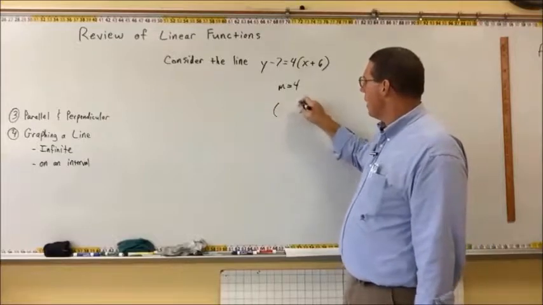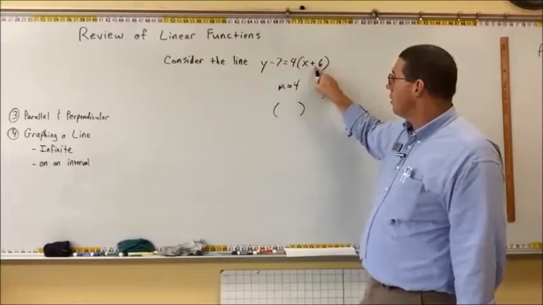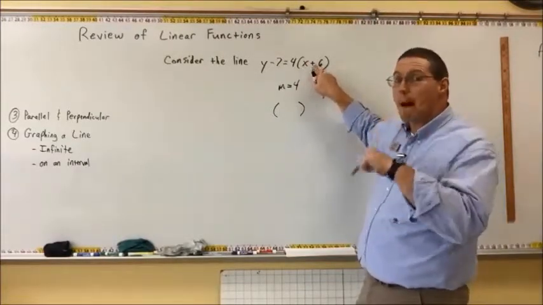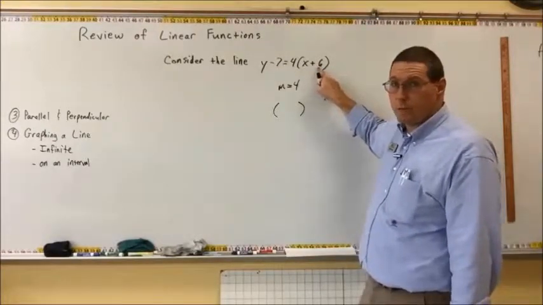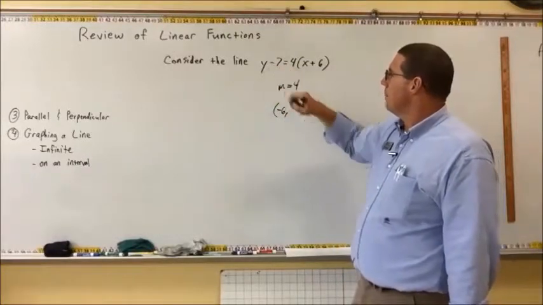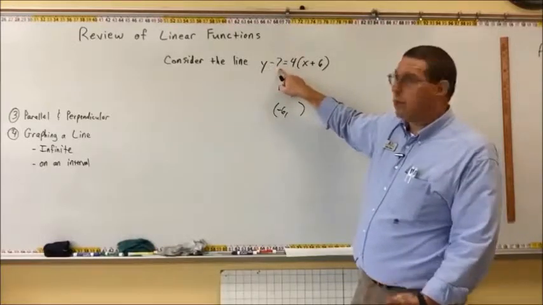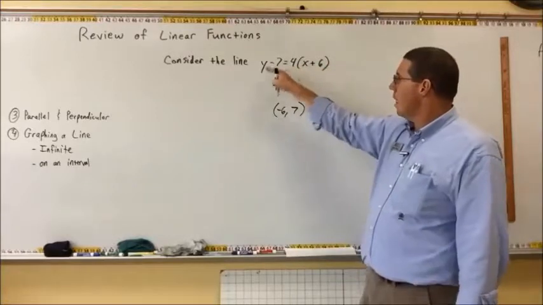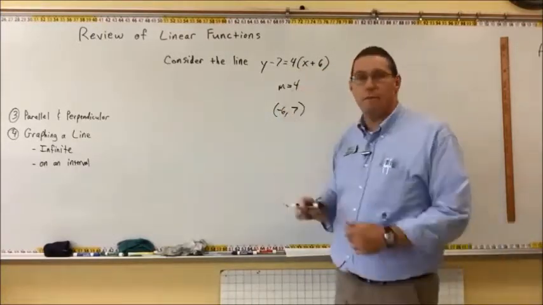And what point does it pass through? Well, there's the y value and there's the x value. But do you notice that this says x plus 6? And remember, our formula is x minus x1. So that means that the sign was changed. So this must be a negative 6. So we got negative 6, and then we have the point y minus 7. It's normally y minus y1. So that means y1 is positive 7. So this line passes through the point negative 6 and 7 with a slope of 4.